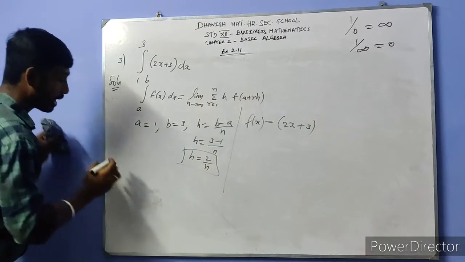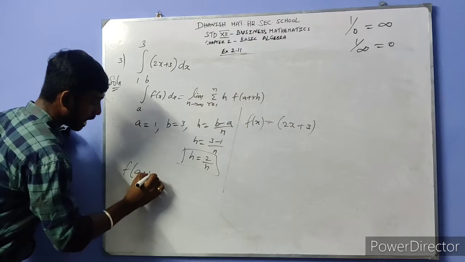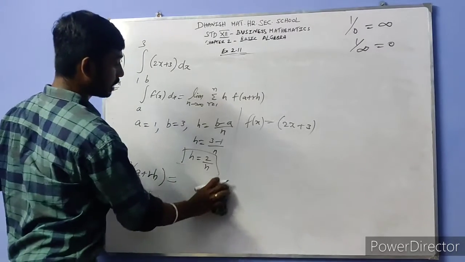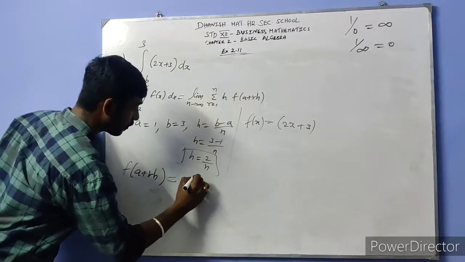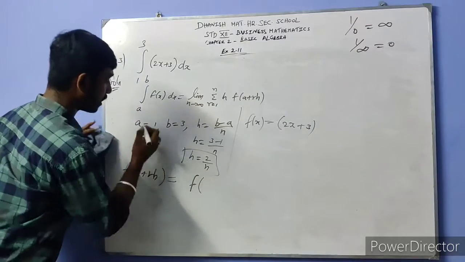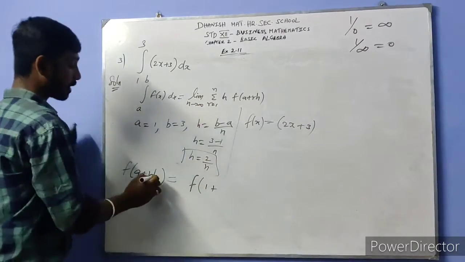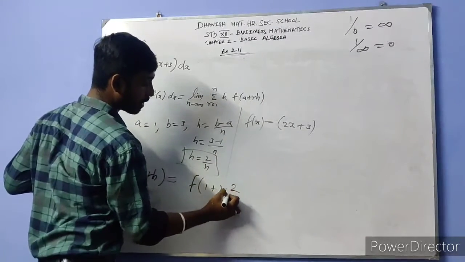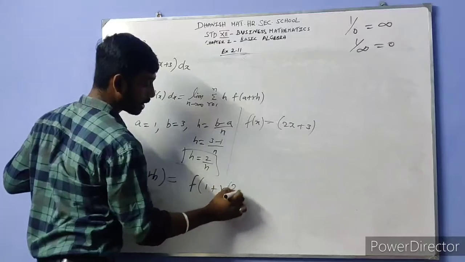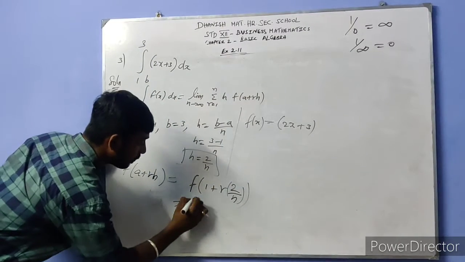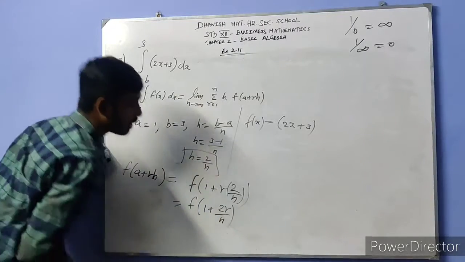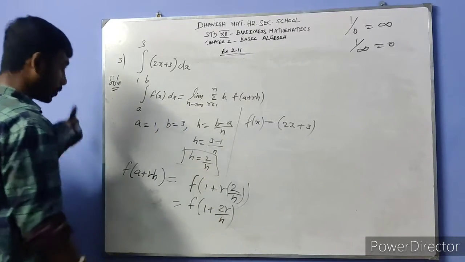Now we are going to find f of a plus rh. What is the a value here? That is 1. f of 1 plus, what is the r value? We don't know. What is the h value? That will be 2 divided by n. Now we multiply: f of 1 plus 2r divided by n.